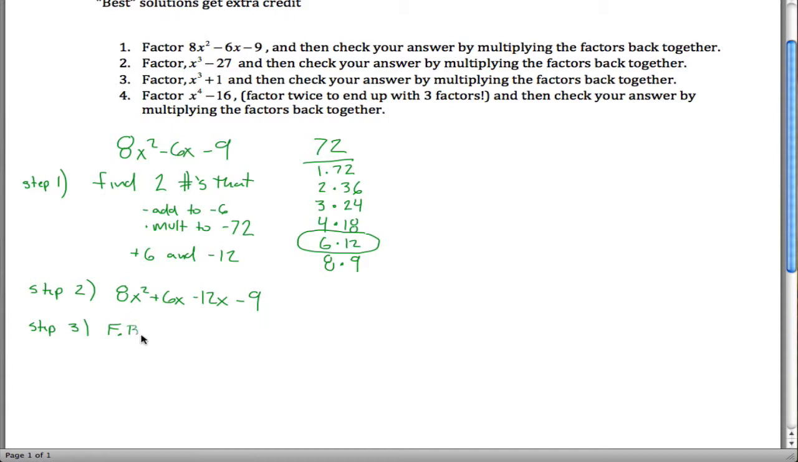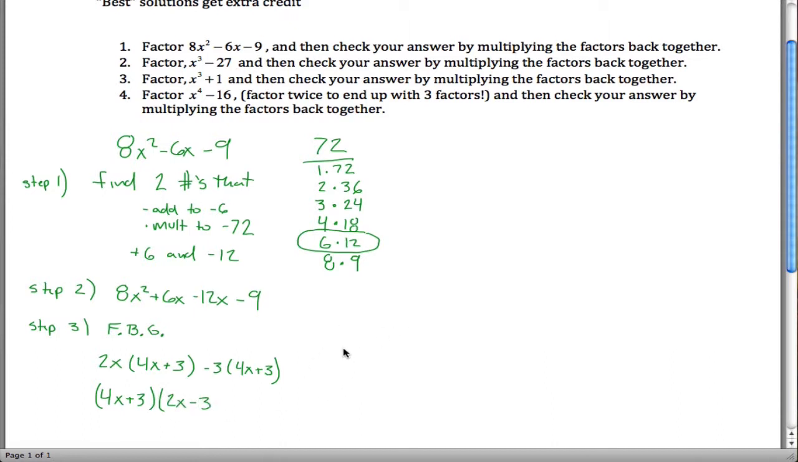Factor by grouping. Take your first two terms here and look for the greatest common factor. Let's see, they're both even and they both have an x. Pull out a 2x and I'd be left with 4x plus 3. Then take your next two terms and try to pull out something so that you'll be left with 4x plus 3. I think what that something is a negative 3. And then we have two terms and they each have a 4x plus 3 in them. So I can say this whole thing is 4x plus 3 times 2x minus 3.